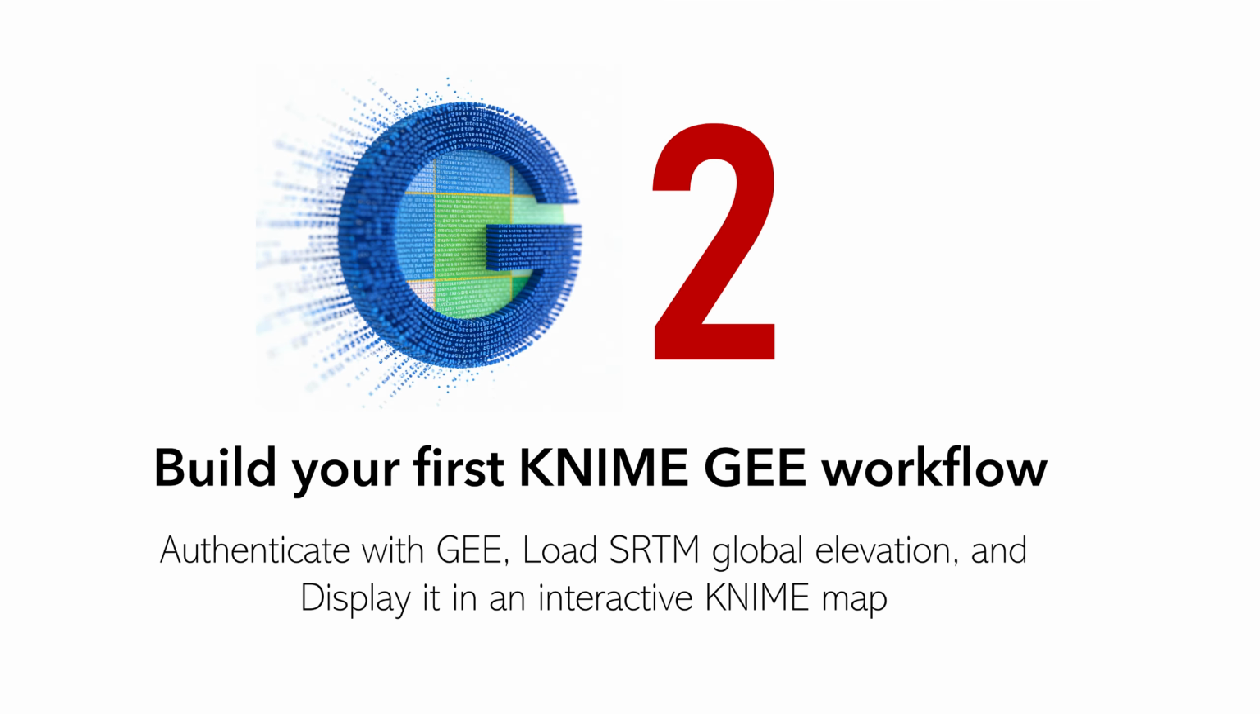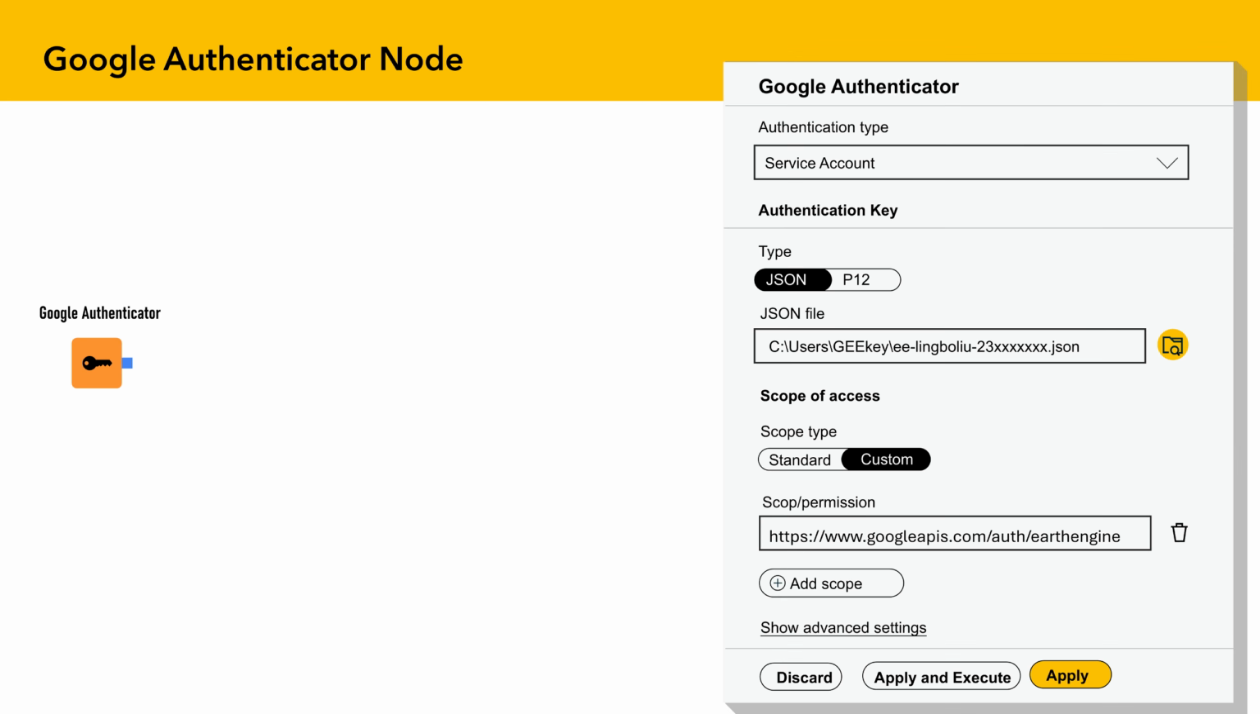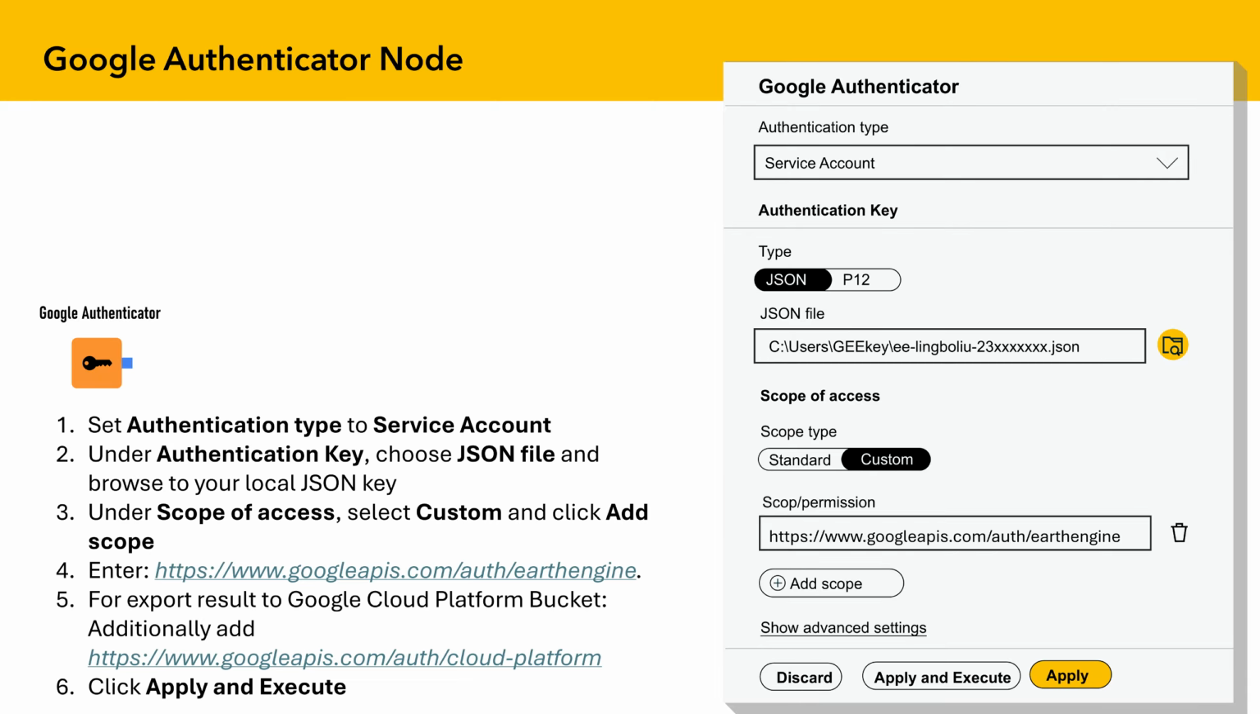Now that the extension is installed, we will build our first KNIME G workflow. The first node must be the Google Authenticator. For production and automated workflows, we recommend using Service Account Authentication. In the Configuration dialog, set the authentication type to Service Account. Under Authentication Key, choose JSON file and browse to the JSON key we created in Tutorial 01.